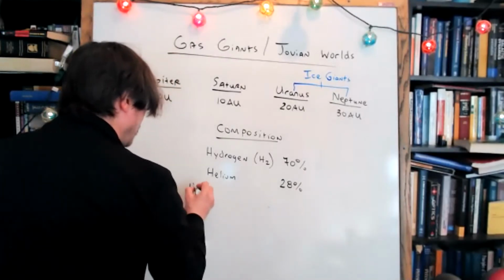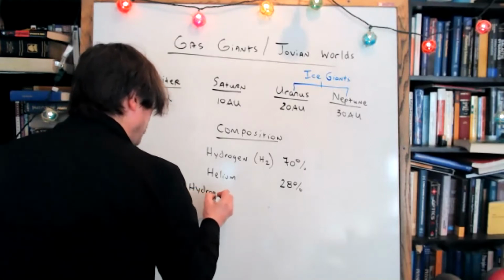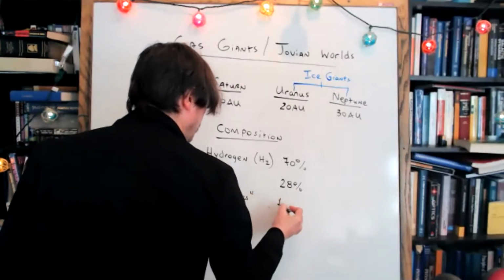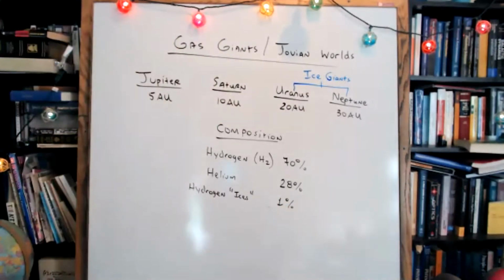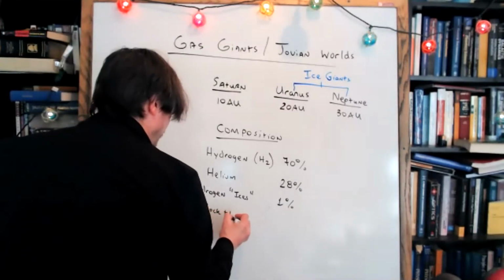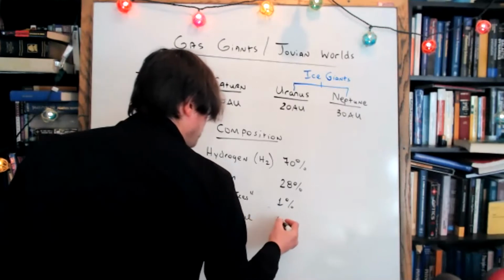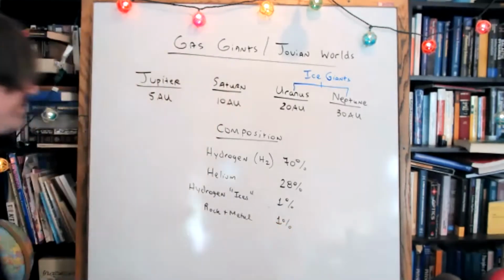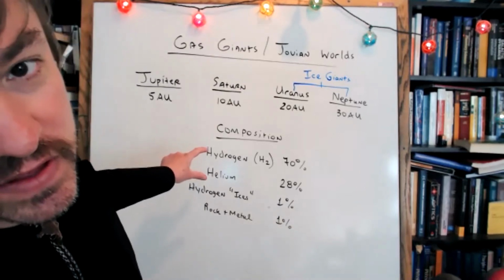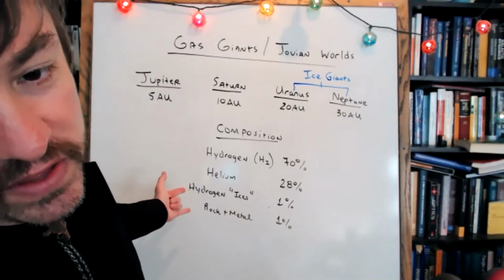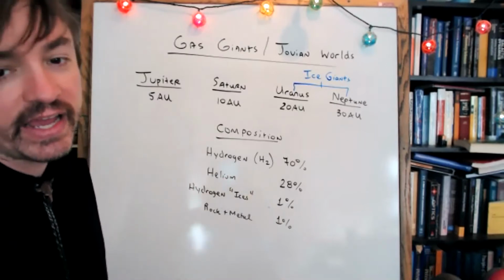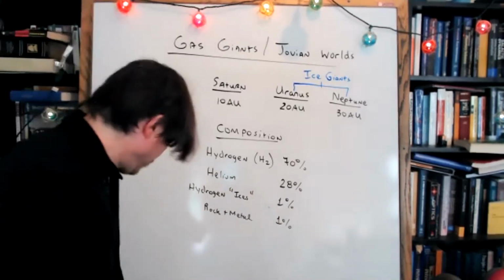And then the remaining 2% could be broken down into what I'm going to refer to as hydrogen ices (1%). And then finally, a little bit of rock and metal somewhere in the inner core that might make up 1% of the planet. In fact, you'll notice that this is basically the composition of the sun, except in the sun we called these 2 things metals, but here we're really differentiating between hydrogen ices and rock and metal.